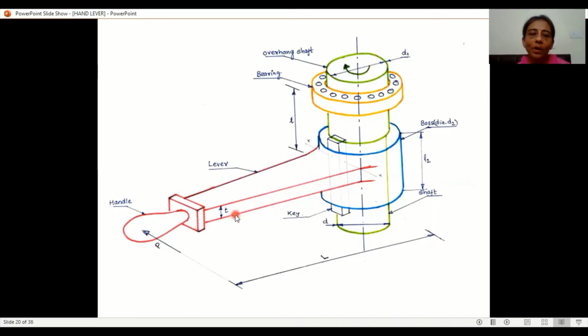Why will the lever be tapered? Because we want more strength in the lever here, as it is subjected to failure at this section. There we require more strength. And to reduce the weight, we keep the lever tapered. At this end width is less and at this end it will be more. Thickness is kept constant. And this part is a handle. We are going to apply effort here. From the effort point to the center of the shaft, the length of the lever is known as the effective length of lever L.